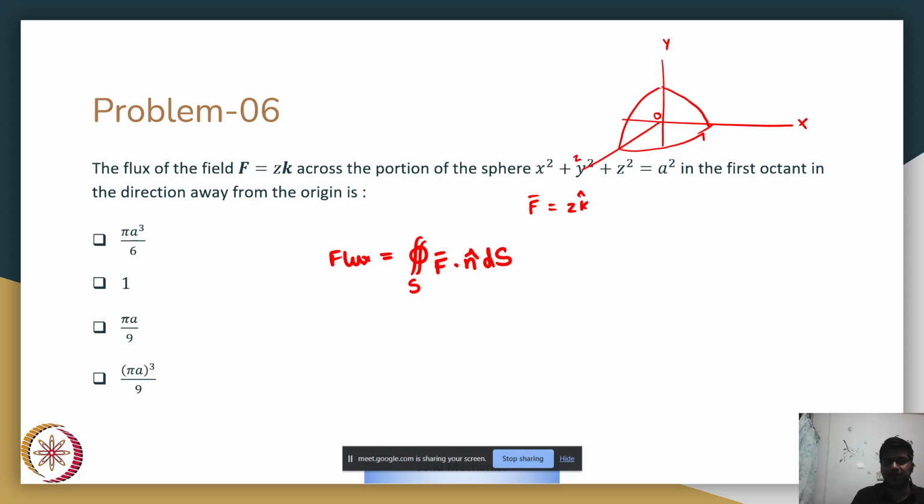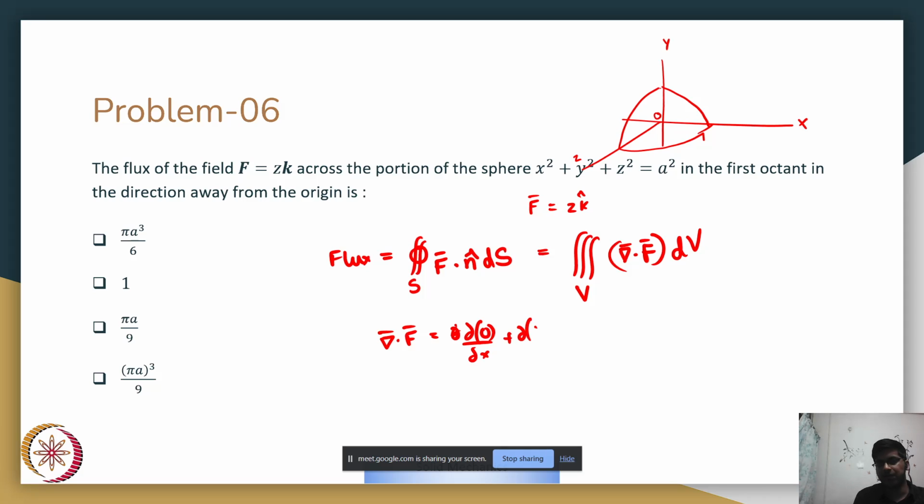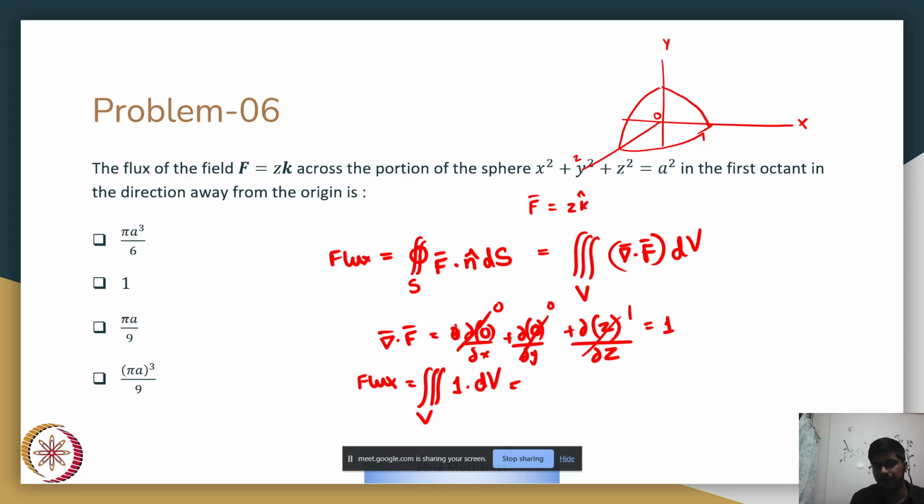Right? But we know from the divergence theorem this is also equal to the integral of grad dot F dV. In this particular case, grad dot F is nothing but no component of x, component of y goes to 0, and dou z by dou z goes to 1. So my flux is nothing but the integral over volume V of 1 times dV, which is the integral over volume V.